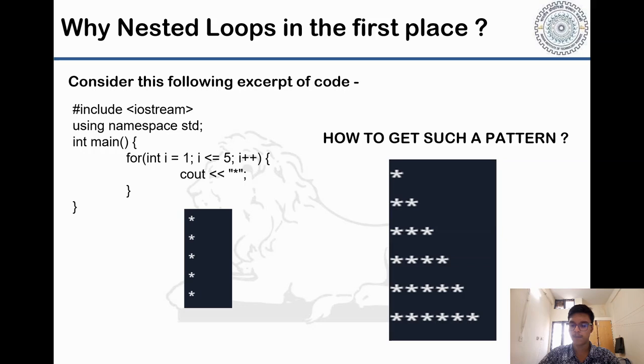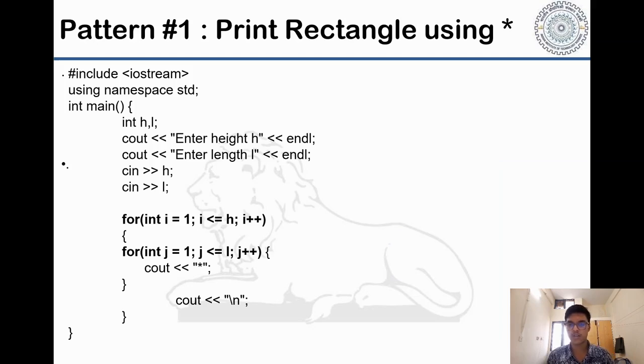But how to print such a pattern where the number of stars is not 1, unlike the previous loop? Here the number of stars is equal to the index of the line. Like the third line contains 3 stars and the fourth line contains 4 stars and so on. To get such a pattern we need nested loops.